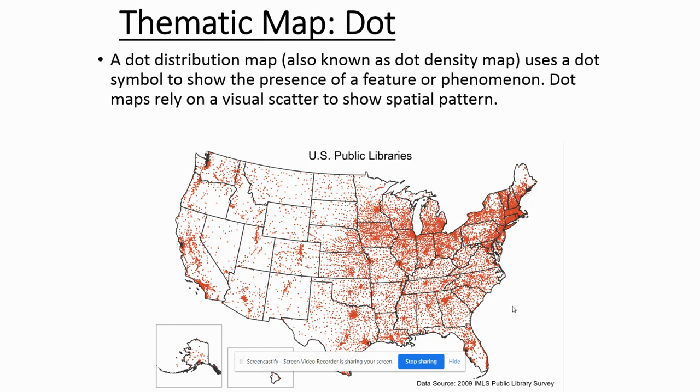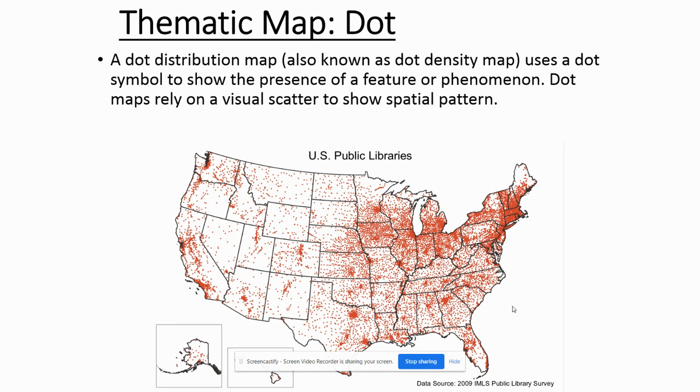Other types of thematic maps are simply called dot maps. So it's just one dot equals a certain quantity of something. They're also called dot density maps. This is often used just to indicate, for example, this one's U.S. public libraries. So where you see a dot is where you have a public library, okay?